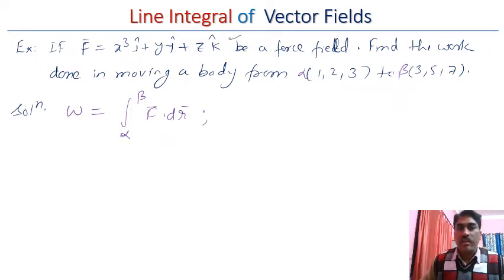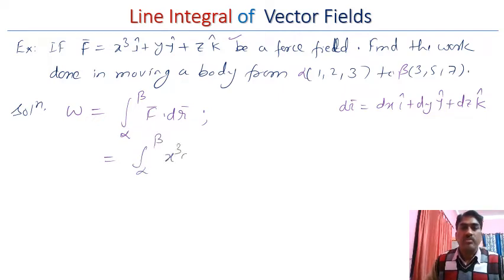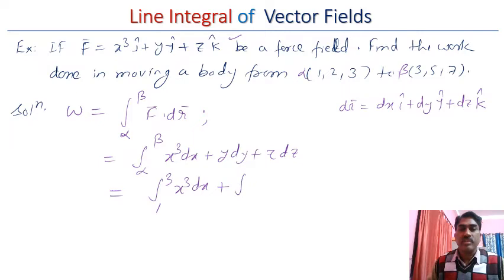So F is given here, and dr you already know, this is dx i plus dy j plus dz k. So F dot dr can be written as alpha to beta x³ dx plus y dy plus z dz, and you can now integrate it. So the limits required will be taken from alpha and beta. In the first integral only x is there, so the limit is 1 to 3, x³ dx, plus in the second integral only y is there, so the limits will be 2 to 5, y dy. Similarly in the third integral only z is there, so limits will be 3 to 7, z dz, and now you can find it easily.